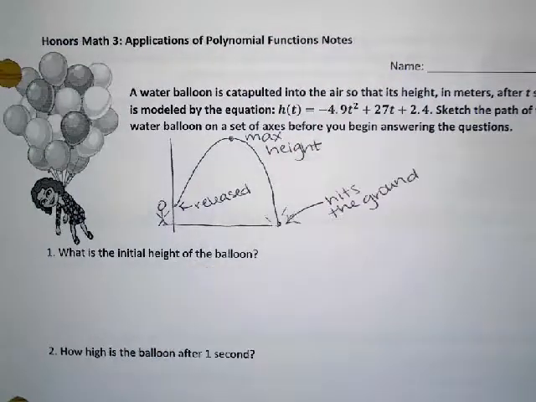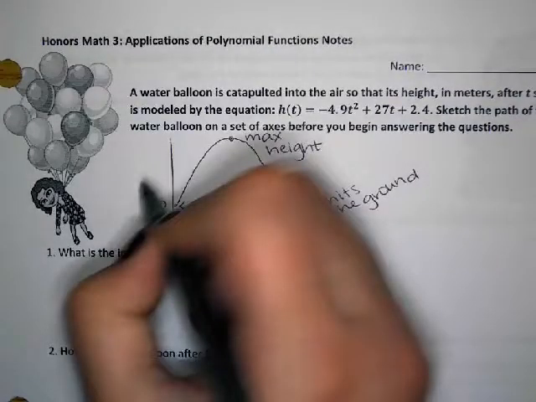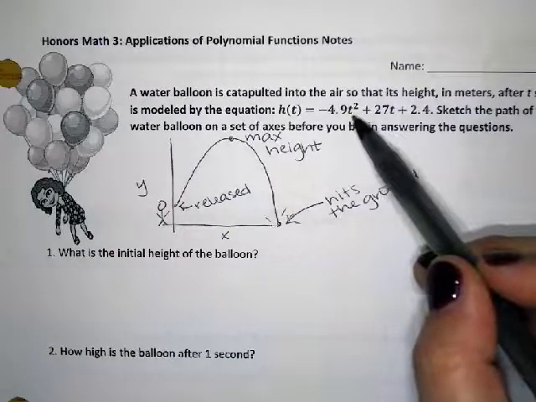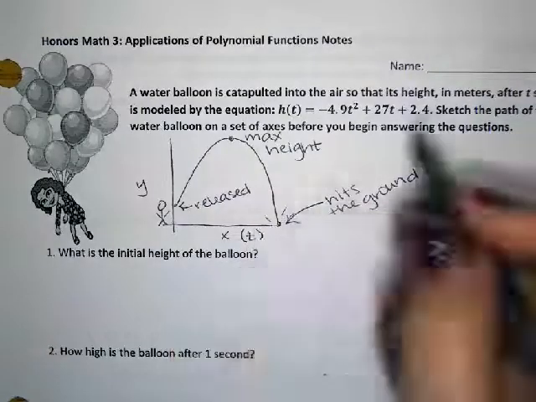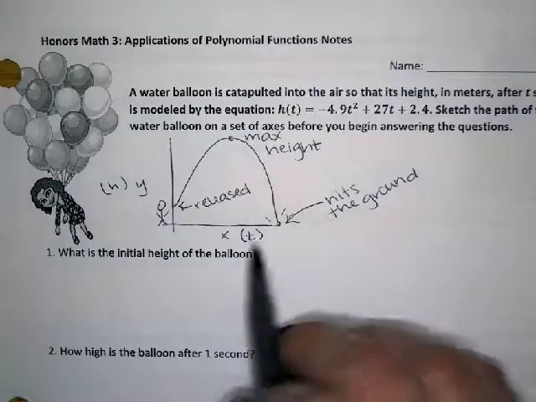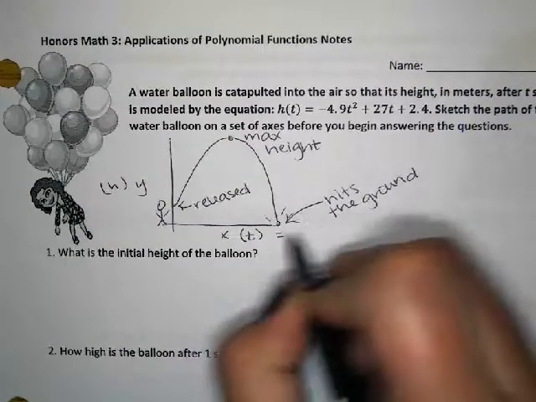This would be our x-axis. This is our y-axis. In the problem, they don't use x and y. They use t, and they use h. And the x-axis stands for time, and the y-axis stands for height.